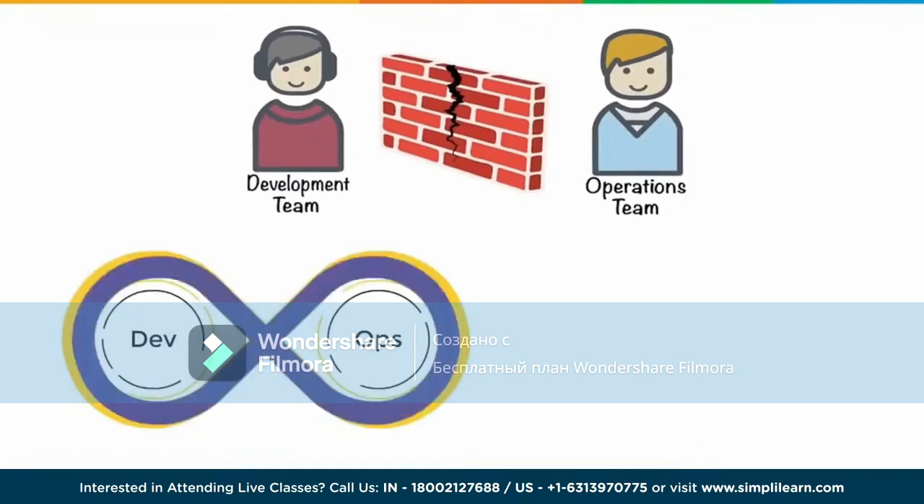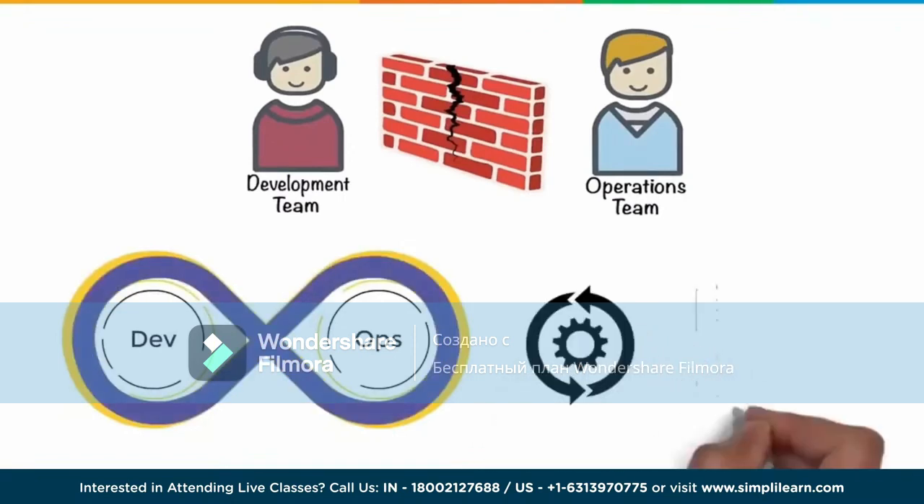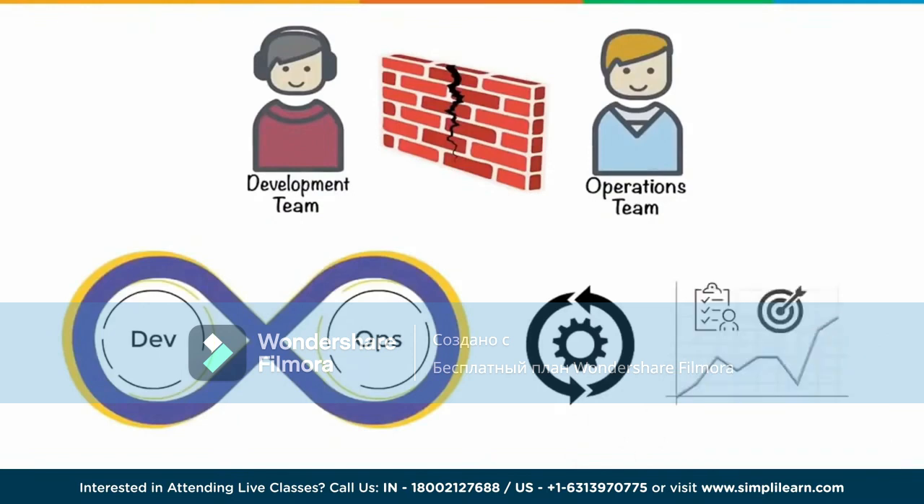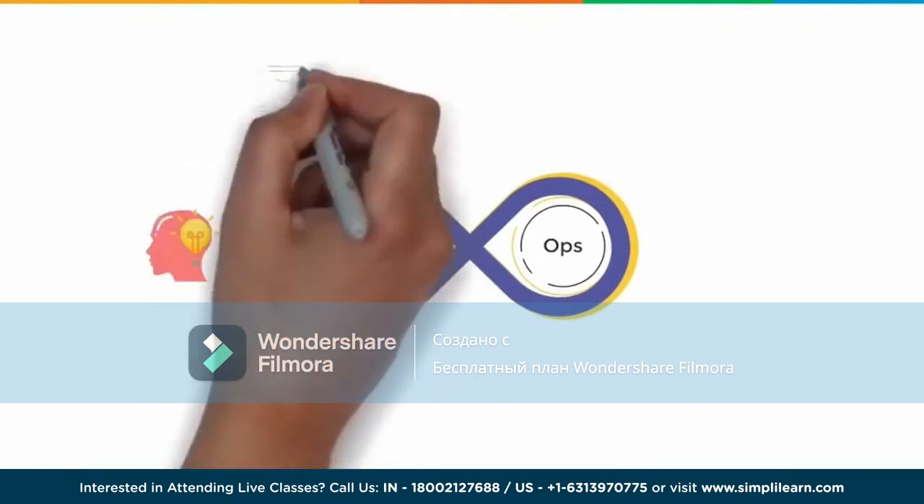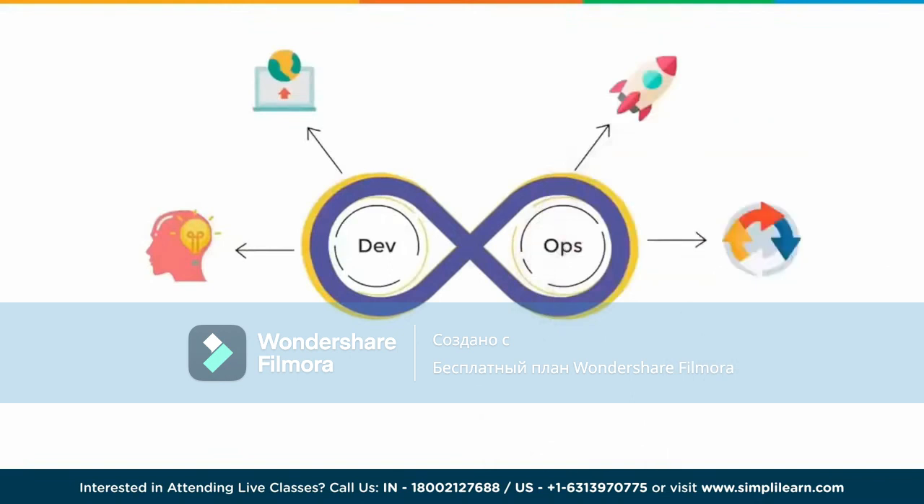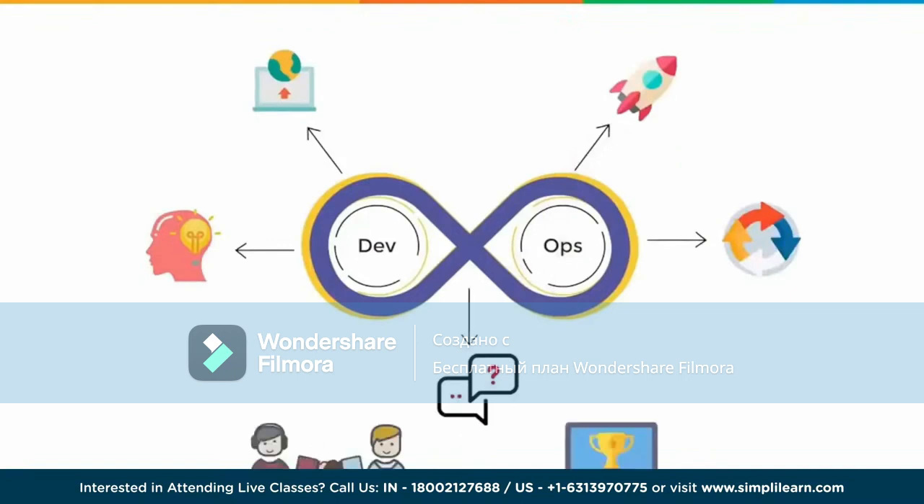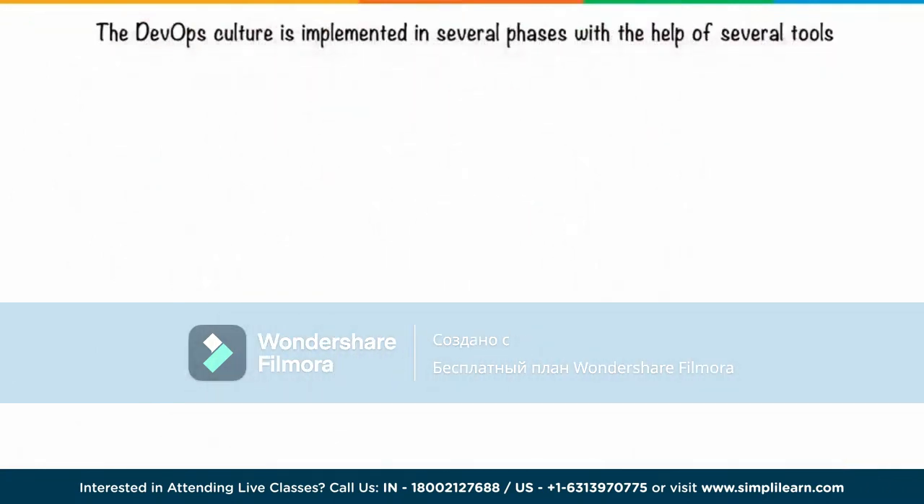The DevOps symbol resembles an infinity sign, suggesting that it is a continuous process of improving efficiency and constant activity. The DevOps approach makes companies adapt faster to updates and development changes. The teams can now deliver quickly, and the deployments are more consistent and smooth. Though there may be communication challenges, DevOps manages a streamlined flow between the teams and makes the software development process successful. The DevOps culture is implemented in several phases with the help of several tools.